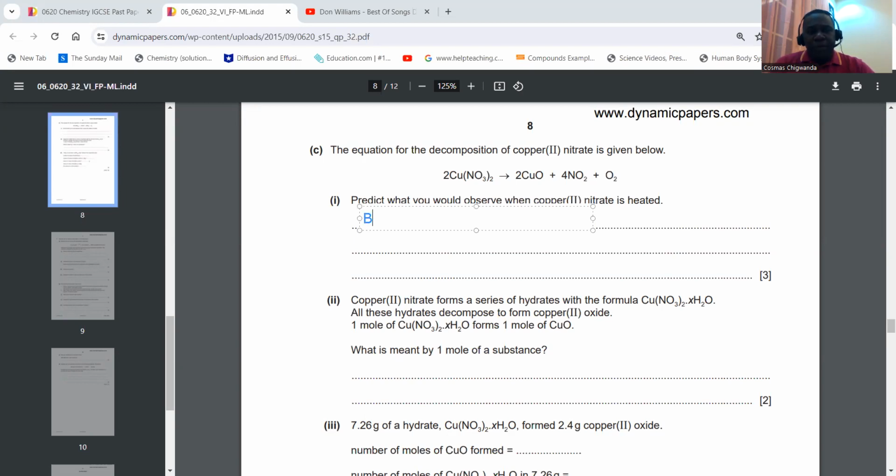So in my answer, I could say the blue crystals are changed to a black powder. Let me extend this so that we can have our answer in one line. The blue crystals are changed to a black, and I will extend this again so that I can write the word powder. The blue crystals are changed to a black powder. The blue crystals is copper 2 nitrate, and the black powder is obviously your copper 2 oxide.